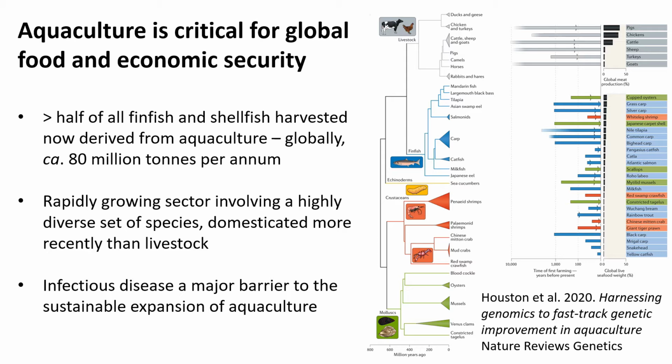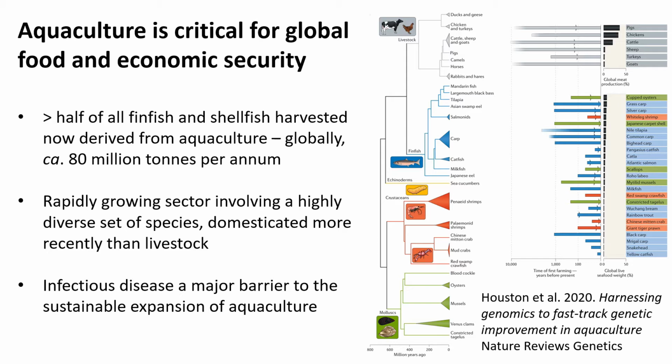Farmed aquatic species are genetically highly diverse, as you can see in this phylogenetic tree taken from this review that was led from the Roslin Institute. And aquaculture species are also much less domesticated on average compared to livestock and poultry. And that recent domestication history means there's a lot of genetic variation that's available to be exploited towards genetic gain and trait improvement in breeding.